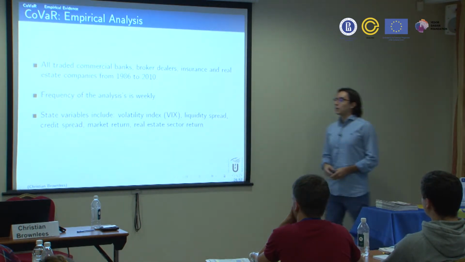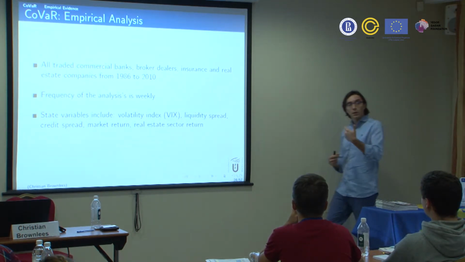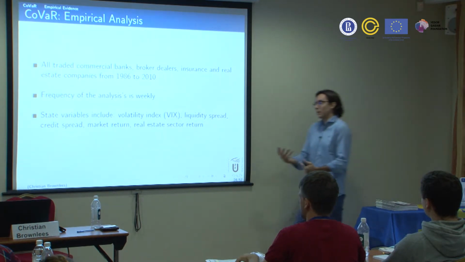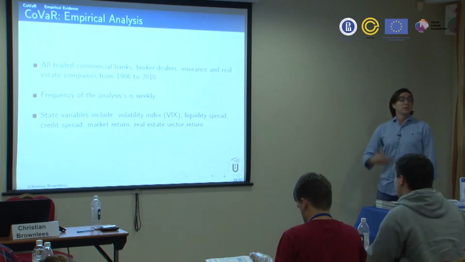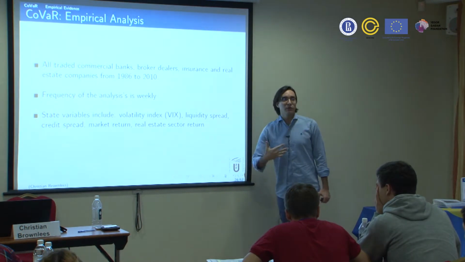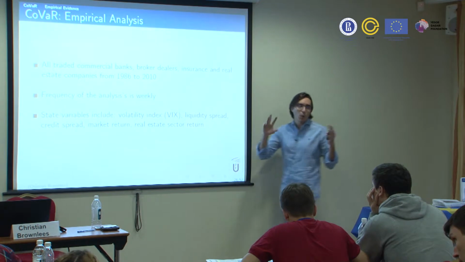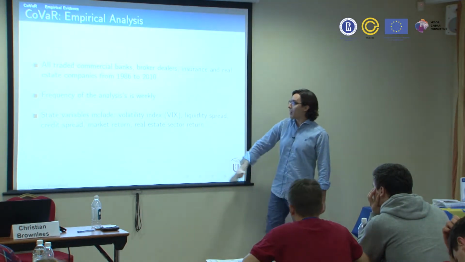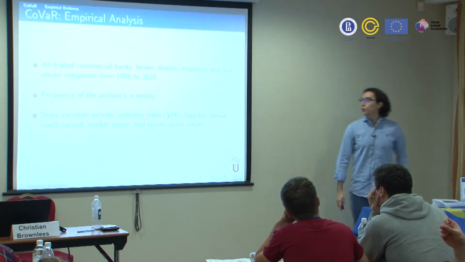In the paper, the results I'm going to show you focus on the dynamic CoVaR model, which is the one that we recommend using. In the dynamic CoVaR model, you need to choose a number of variables that you believe drive the quantiles of the system. Some of the variables that they use, the usual suspects, are, for instance, the VIX, the volatility index. They have a credit spread, a market return, a liquidity spread, and also the real estate market return.